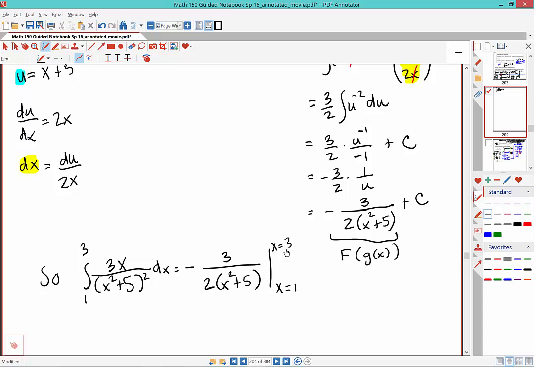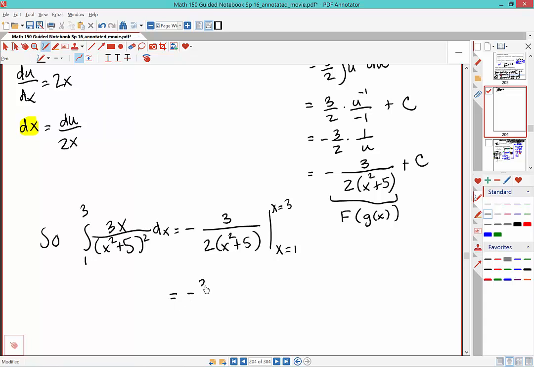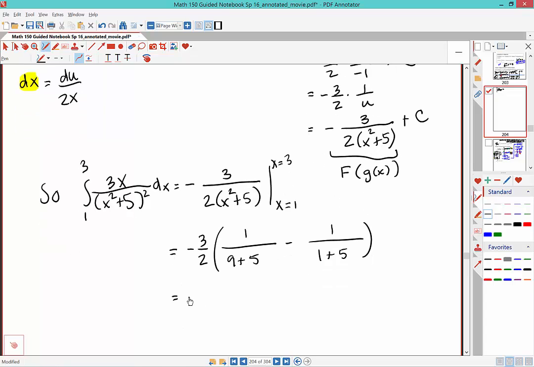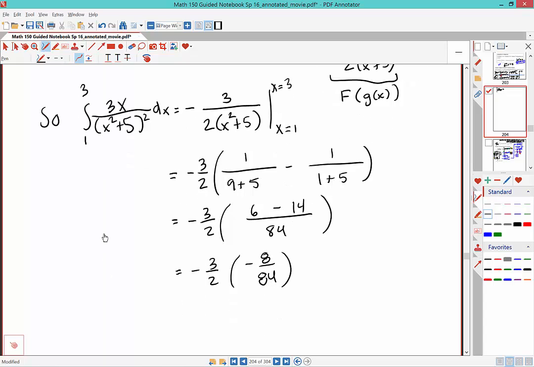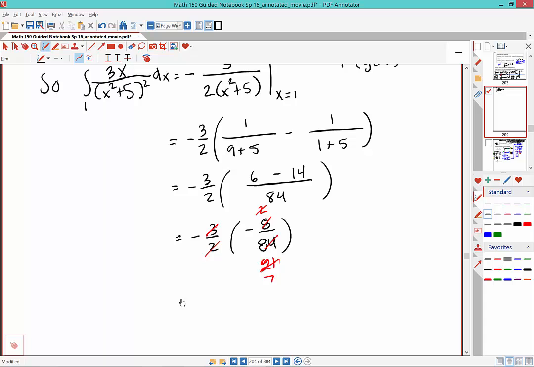Because you've back substituted, you would say, okay, that's negative 3/2 times 1 over 9 plus 5 minus 1 over 1 plus 5, which gives us, as I'm sure you're tired of seeing, negative 3/2 times, that's a 14th, so that ended up being 6 minus 14 all over 84, right? Which gave us negative 3/2 times negative 8 over 84, which again, the 2's divide out, 3 goes into 21, and we end up at the end of the day with positive 1/7 for the 500th time.